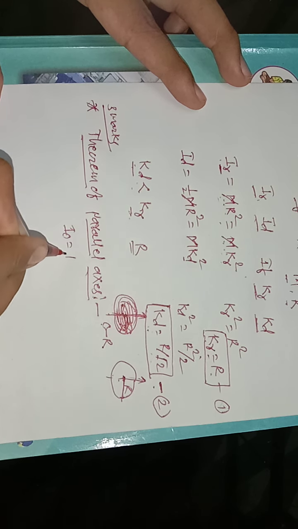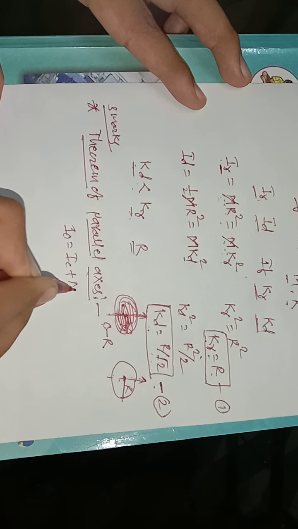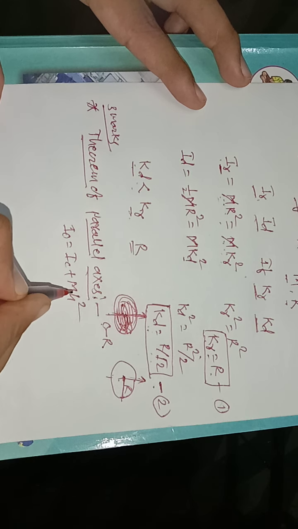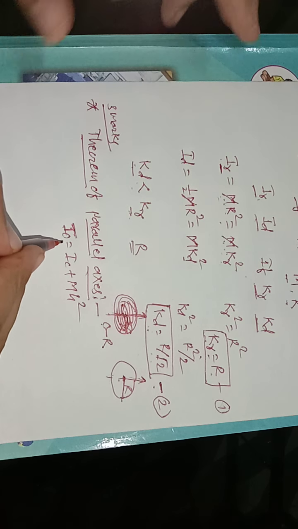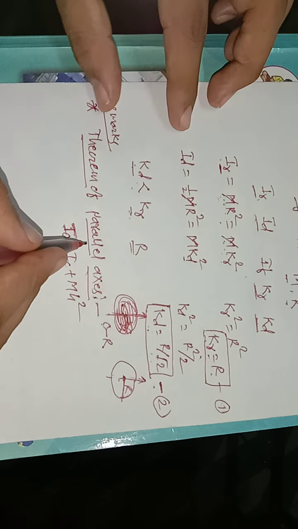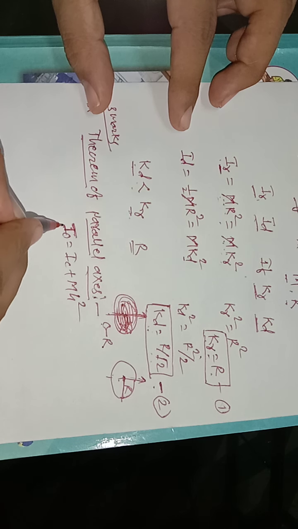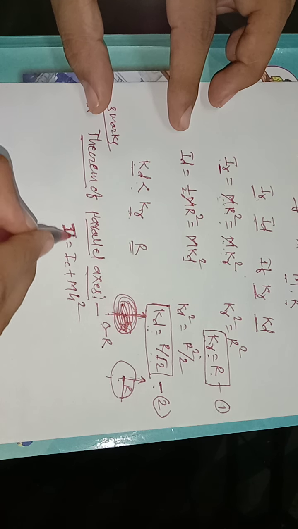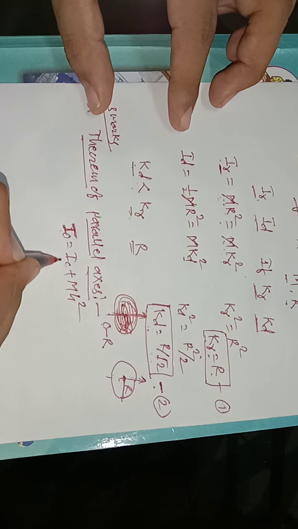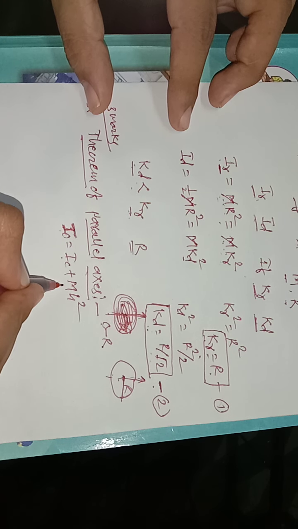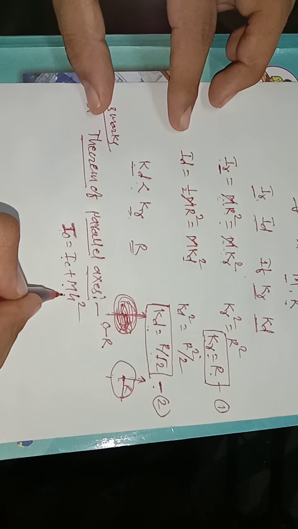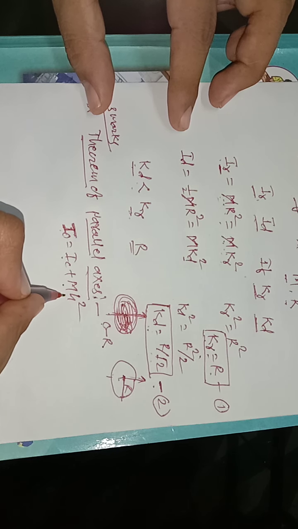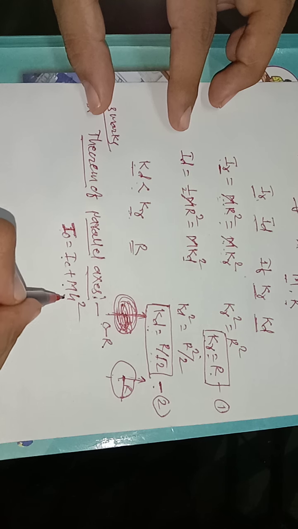IO is equal to IC plus MH square. Now from this equation we can write the statement of this parallel axis theorem. What is IO? I is the symbol for moment of inertia. This is also moment of inertia. M is the mass of that object or body. H is the distance, the perpendicular distance, between the 2 parallel axes.